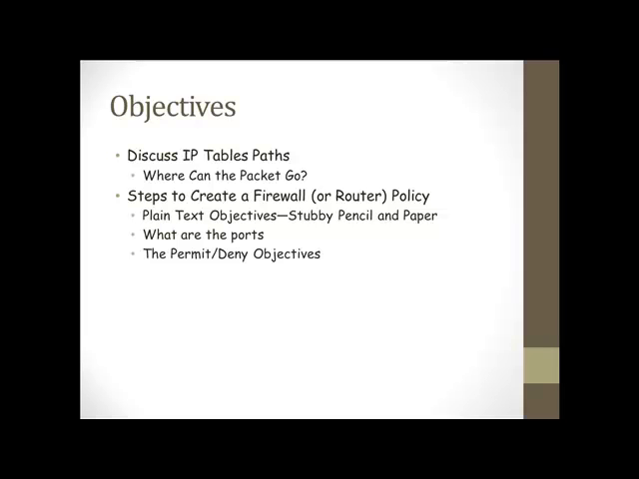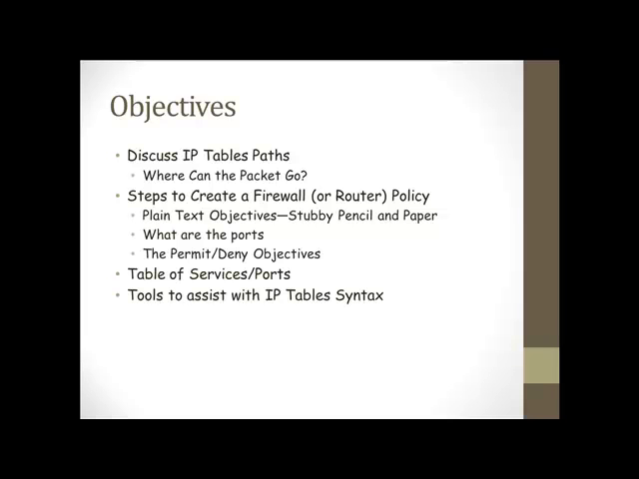After that, the permit and deny objective, because we're going to set a policy, and the policy can be one of two things. We can either let everything in or let nothing in. Once we set the policy, then we control the exceptions to the policy. After that, we'll look at a table of services and ports. Services obviously are related to ports, ports related to services in the TCP world.